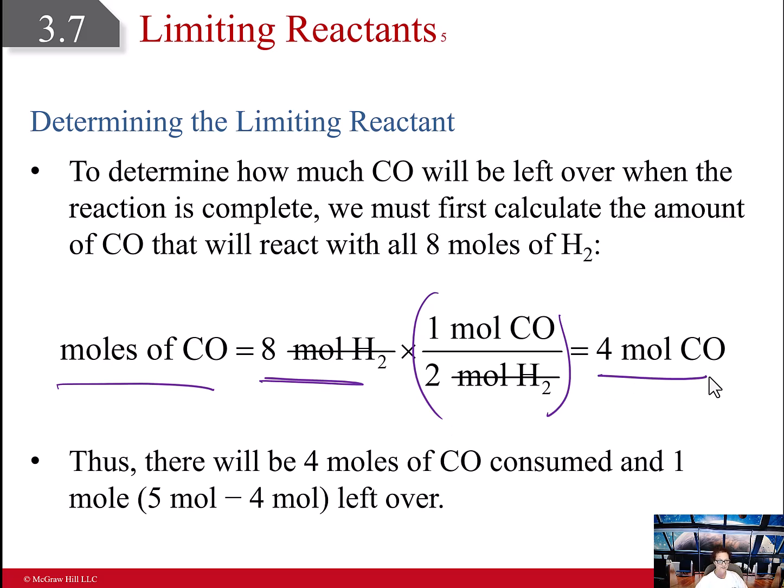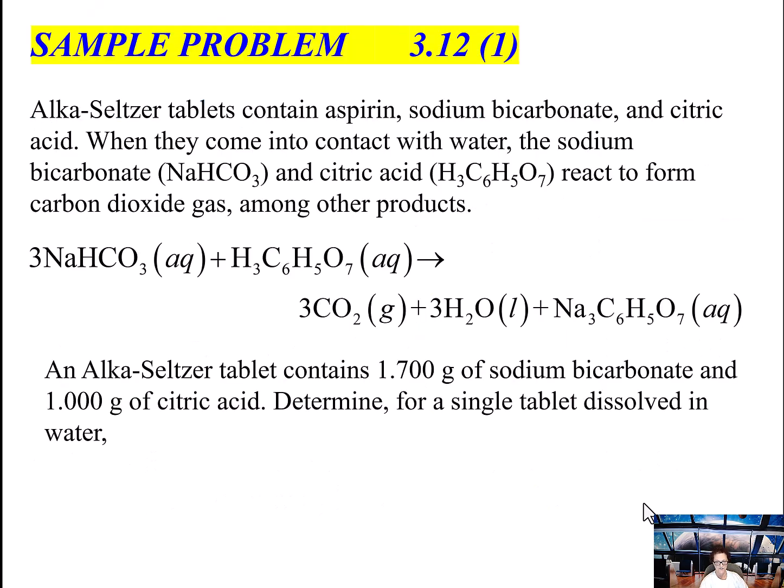Since we originally were told we had 5 moles of CO, but we're only going to consume 4 moles of CO, then we'll have 1 mole left over. That means that we have 1 mole excess CO, and all of the H2 will be used up. So how does that translate to a problem?